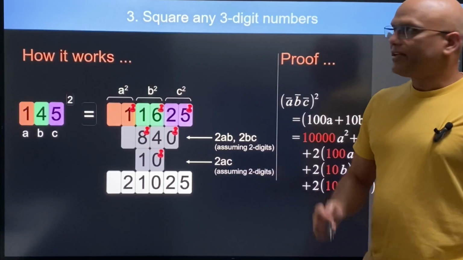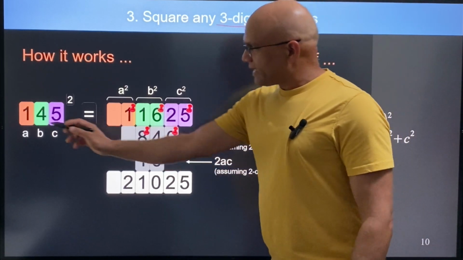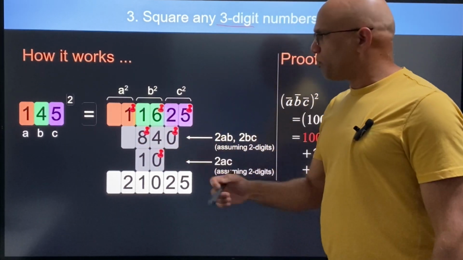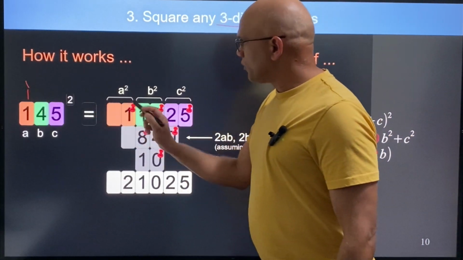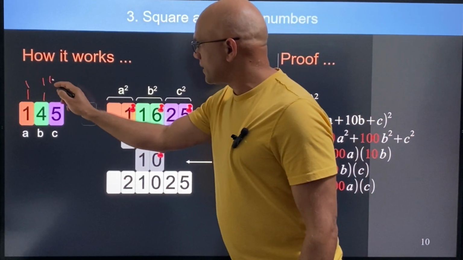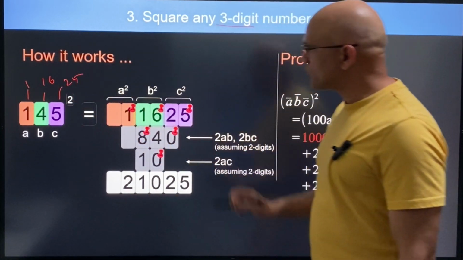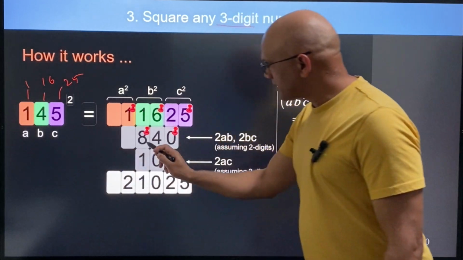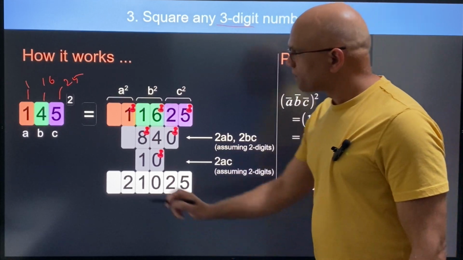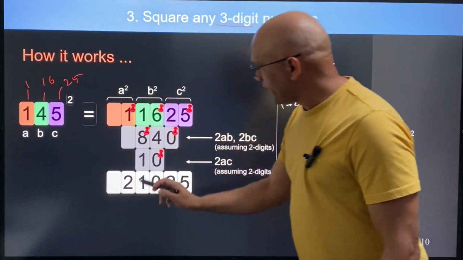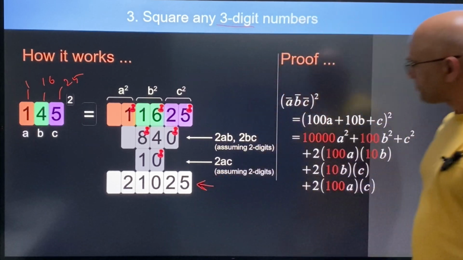Next trick, square up any 3-digit numbers. So in this case, 3 plus 3, there will be 6 spots I have reserved here. So a square is 1, that goes here. 4 square is 16, that goes next. 5 square is 25, that goes next. Then 2ab is 8, that goes here. 2bc is 40, that goes next. And then 2ac is 10, that goes here. You add it up, you get this result.